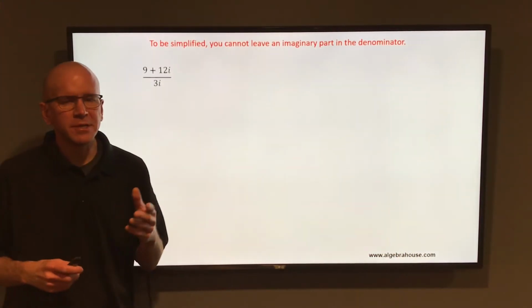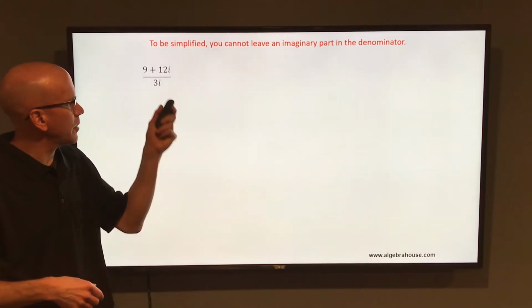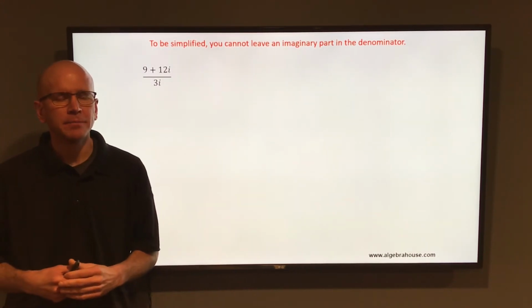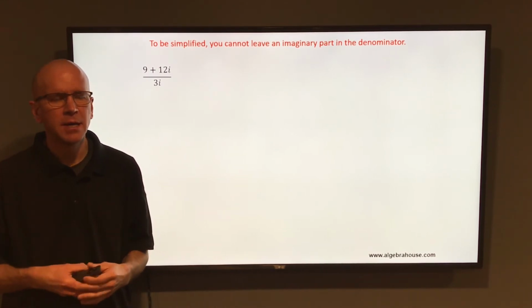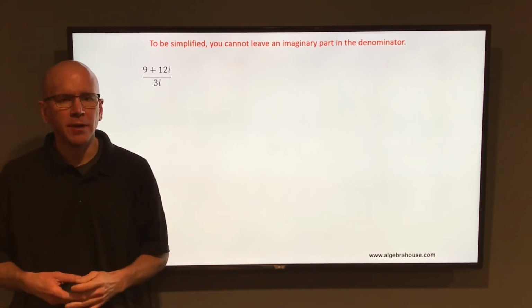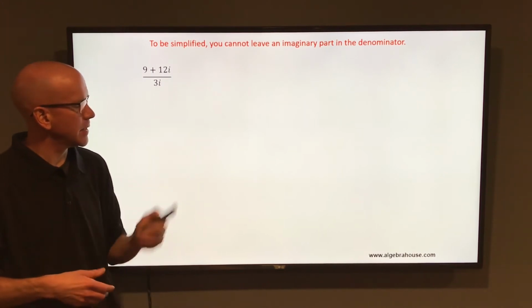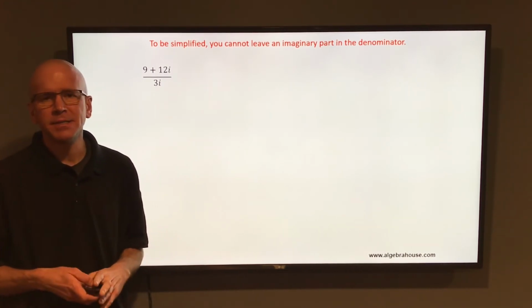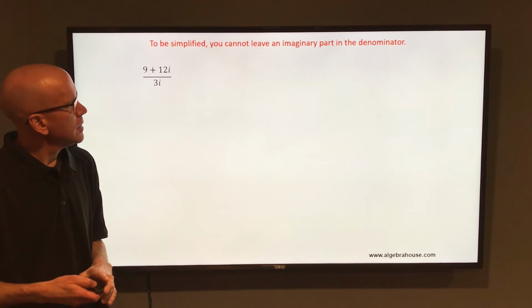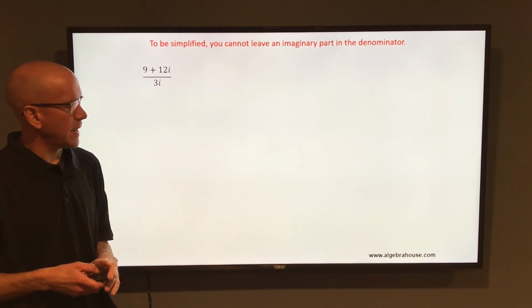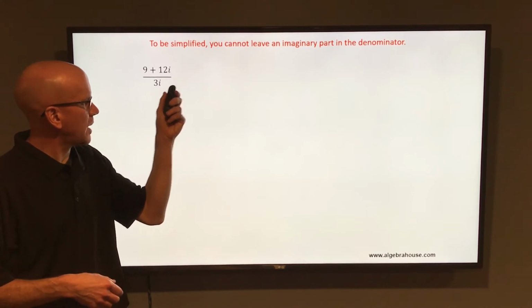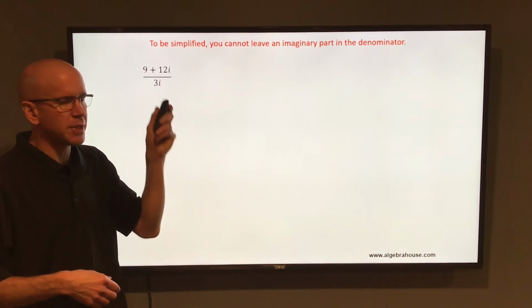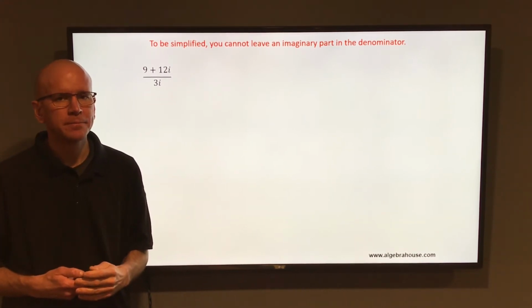For an expression to be simplified, you cannot be left with an i in the denominator. It's just like radical signs. When you simplify an expression with radical signs, you cannot leave a radical sign in the denominator. So we can't leave this i in the denominator here, the bottom. That is not simplified. So to get rid of that i from the denominator, you have to think about what could you multiply the top and bottom by so that that denominator changes into a real number.